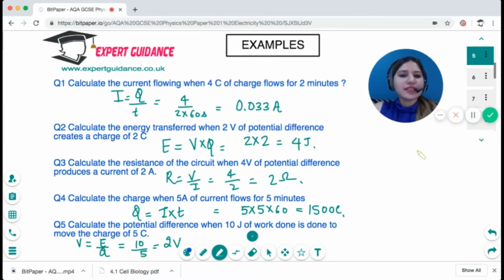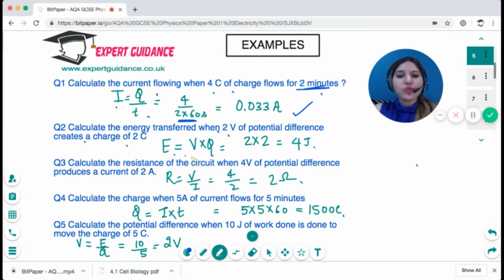Now let us look at a few questions that can be asked related to these triangles. First is: calculate the current flowing when 4 coulombs of charge flows for 2 minutes. Now you need to take care of the units. The units have to be in seconds. So current is charge over time. Charge is 4 coulombs. Time is 2 minutes, so times by 60 is 120 seconds. So the answer would be 0.033 amps. Calculate the energy transferred when 2 volts of potential difference create a charge of 2 coulombs.